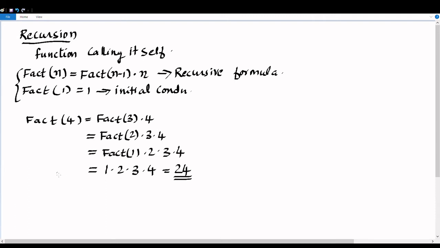Likewise, we can find factorial of any positive integer. And this set of formulae, a recursive formula with the initial condition, is called recursion. Now let us consider another example.